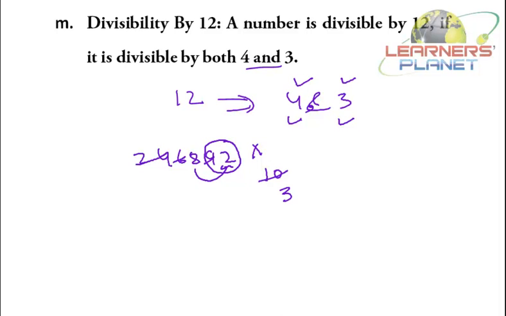Now let's take one more example. Let's choose a random number. It's 8, 3, 7, 8, 6. Okay. The last two digits, that is 86, it is not divisible by 4. So there is no meaning checking the divisibility of 3. Because if the number is not divisible by 4, it cannot be divisible by 12. So this number is not divisible by 12.